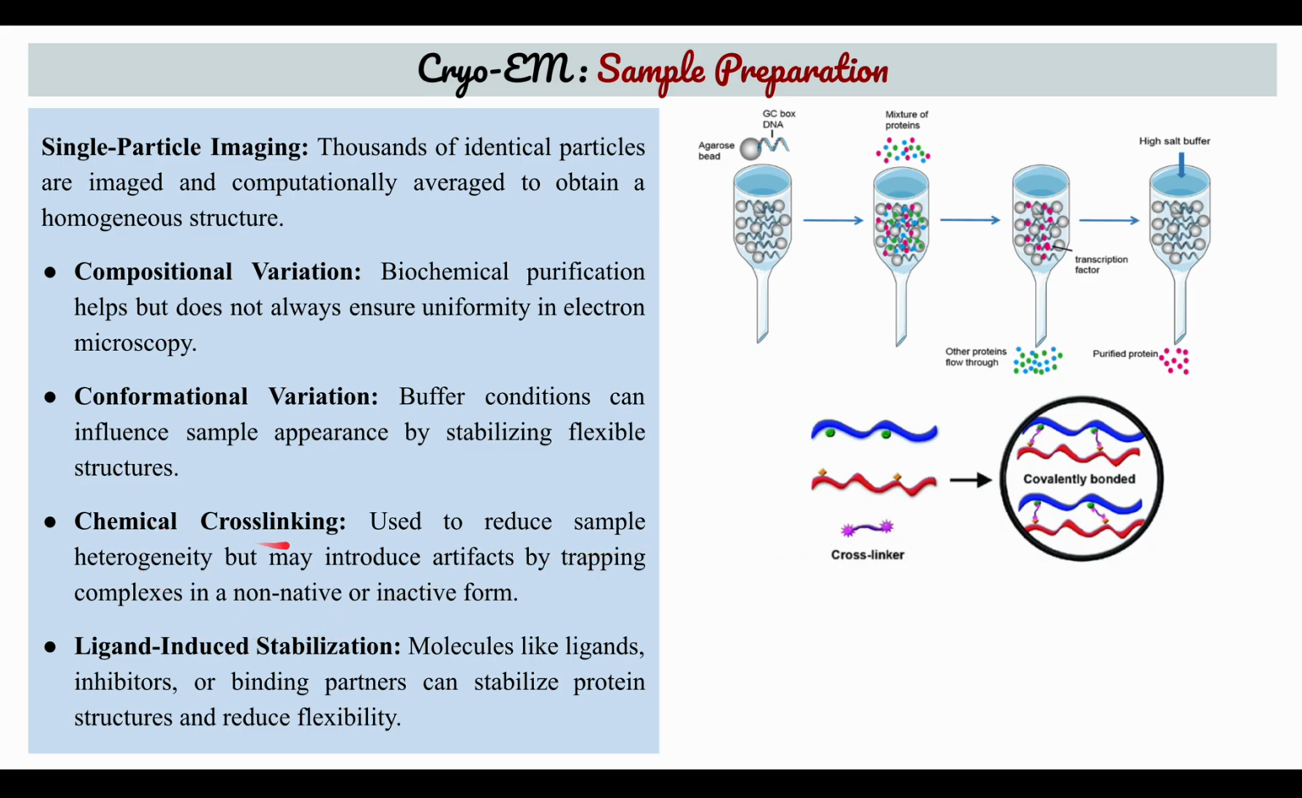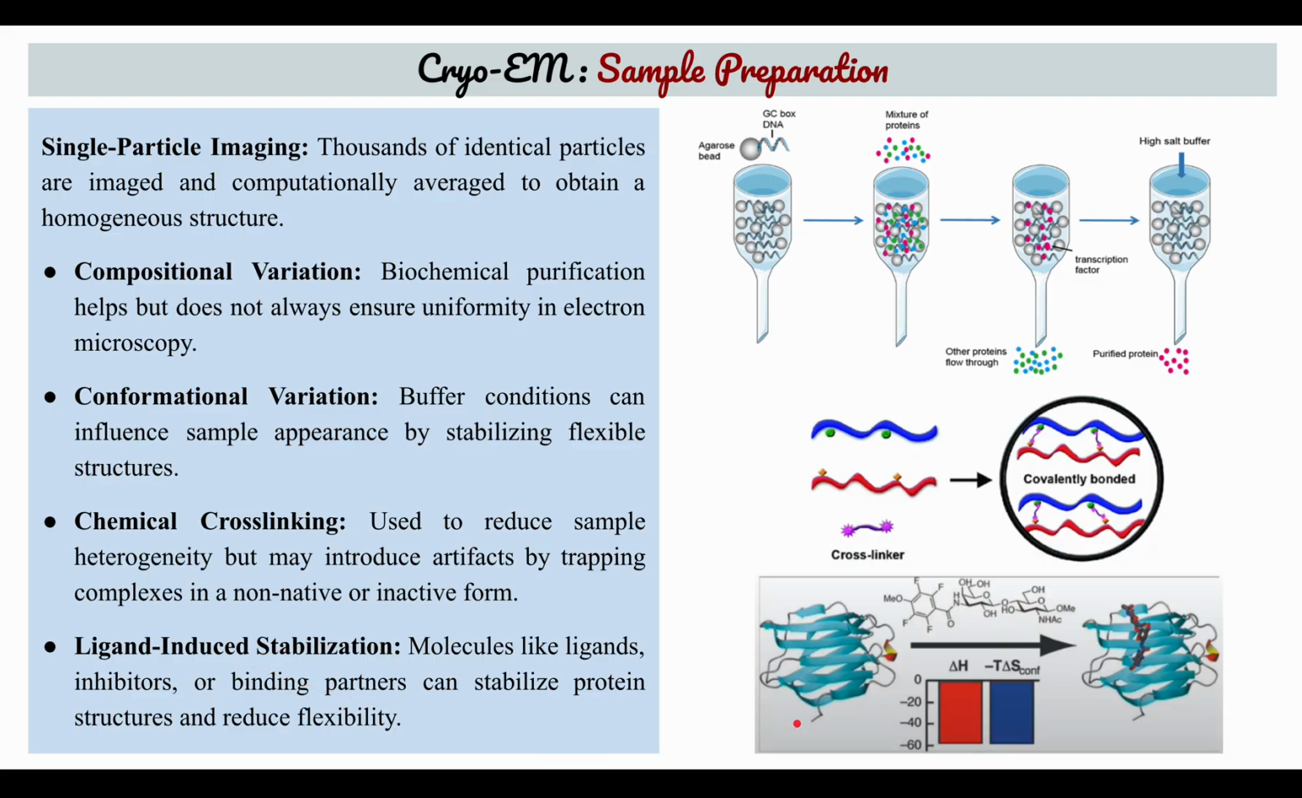But the limitation of chemical cross-linking is that it can trap the complex in a non-native or inactive form. In that scenario, even if you get the structure, if it is in a non-native form, then there is no purpose in observing that structure. So then what we can use is ligand-induced stabilization. If, for example, you are observing an enzyme, or a protein which has a ligand to which it binds, then in that case we can use the ligand as a stabilizer.